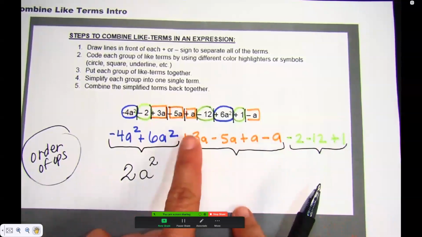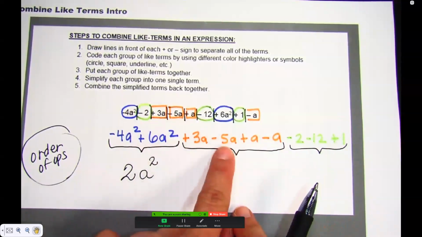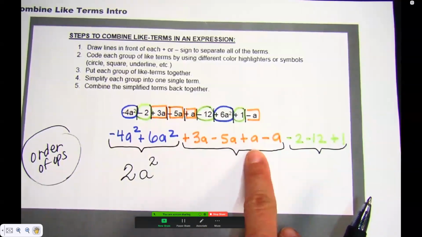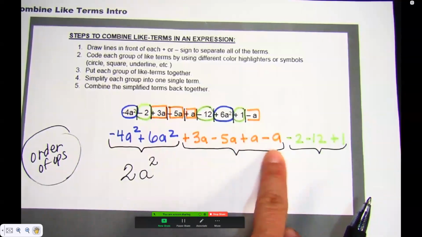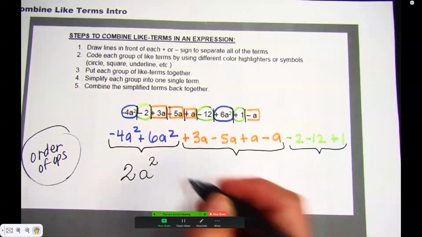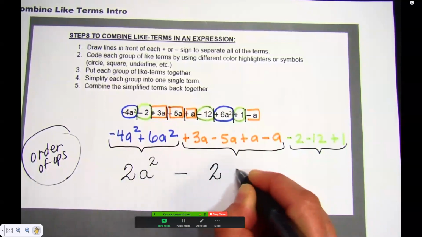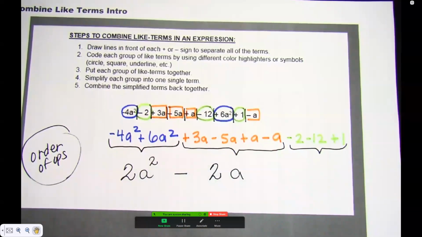Okay, over here, a +3 and a -5 combine to make a -2. A -2 and a +1 is a -1. A -1 and one more negative is going to be -2. So since it's -2, I'm going to write -2, and then don't forget the letter that comes with it.